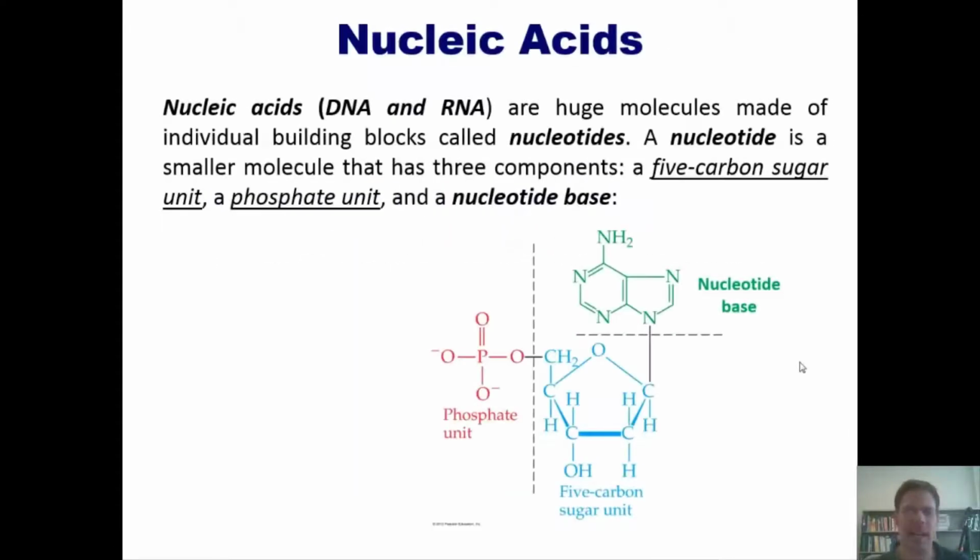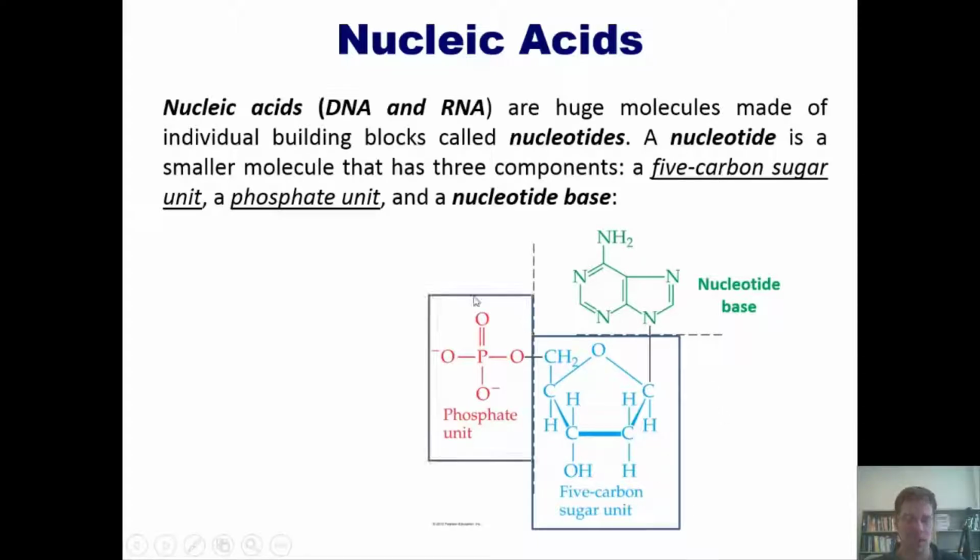Now, nucleic acids, DNA and RNA, are huge molecules made of individual building blocks called nucleotides. A nucleotide is a smaller molecule that has three different components. A 5-carbon sugar, put in this cute little blue square, a phosphate unit, shown over here, and a nucleotide base, shown up here.